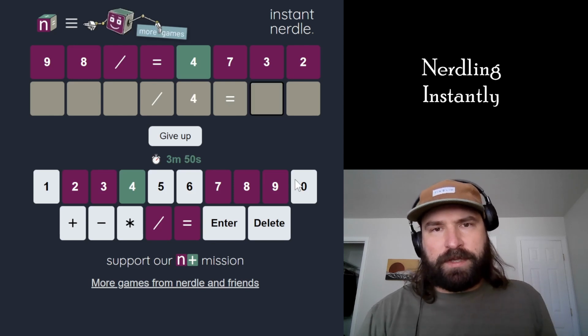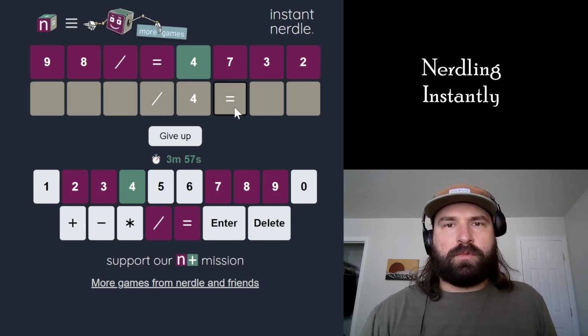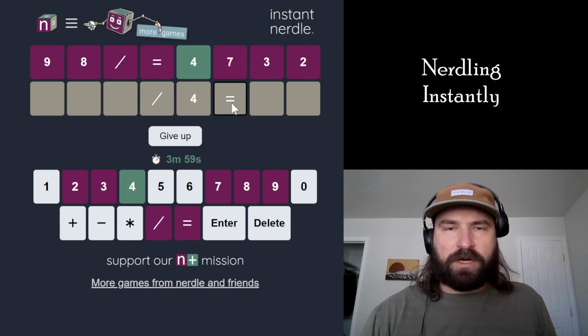So the 4 absolutely has to go here. This is going to be the structure that I'm rolling with. I think the division sign absolutely has to go here. So we don't know about the equal sign. It could go here or here, but I'm going to start checking numbers that have this here.